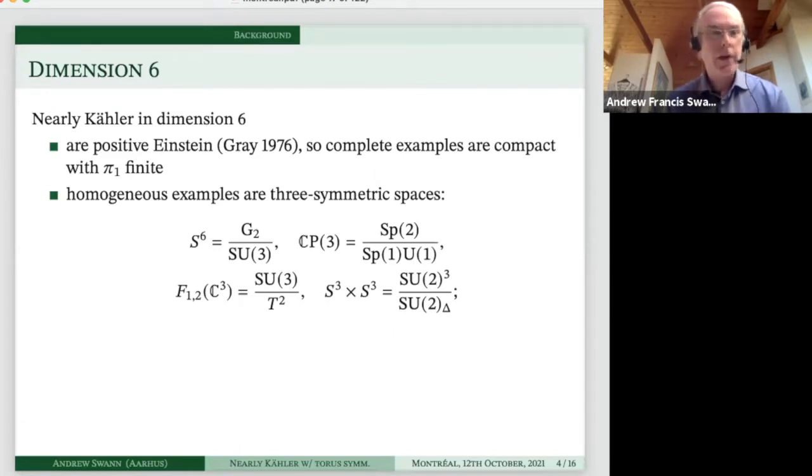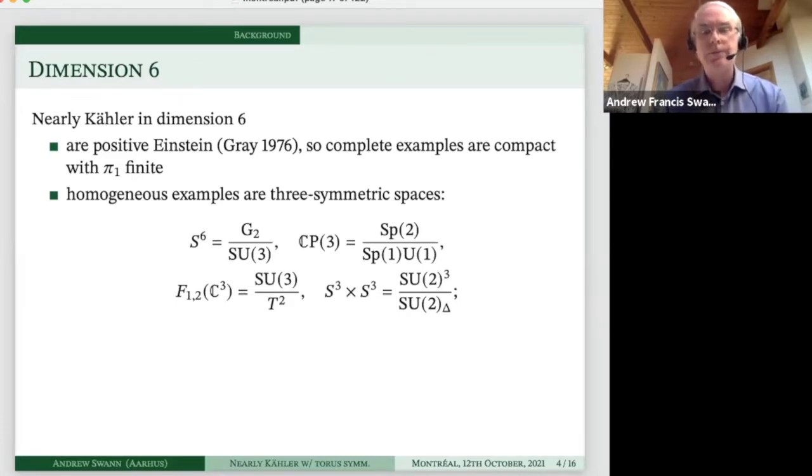So there's the 6-sphere, thought of as the unit sphere inside the imaginary octonions. So that has a natural symmetry group G2, the compact form of G2, with isotropy SU3. There's complex projective 3-space with symmetry group Sp2. So it's not the Fubini-Study metric here.